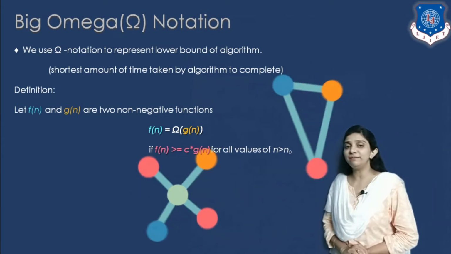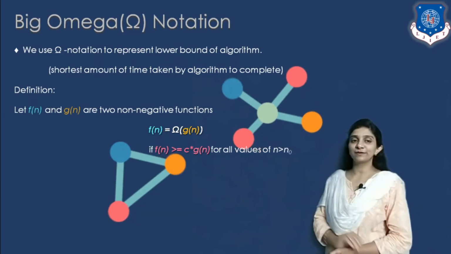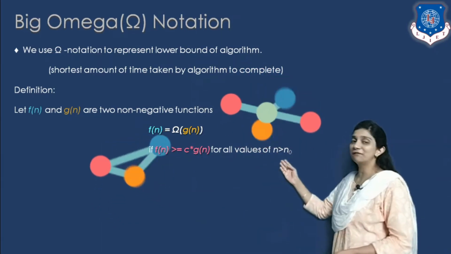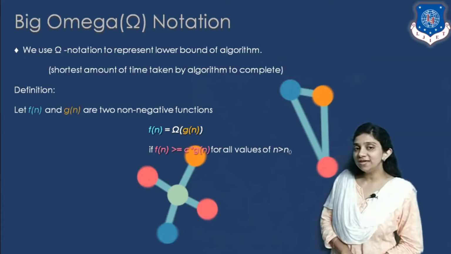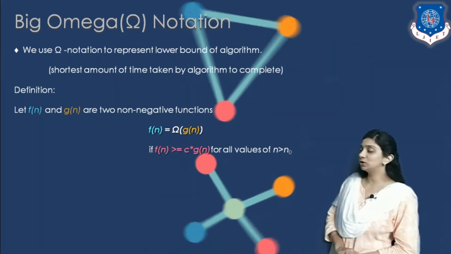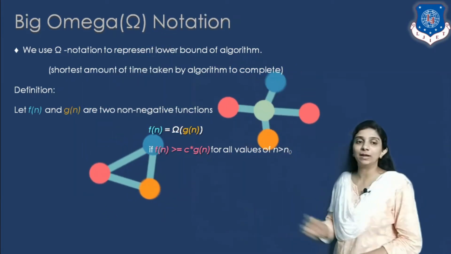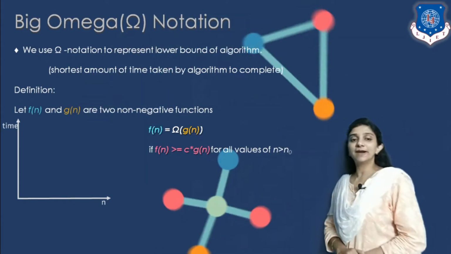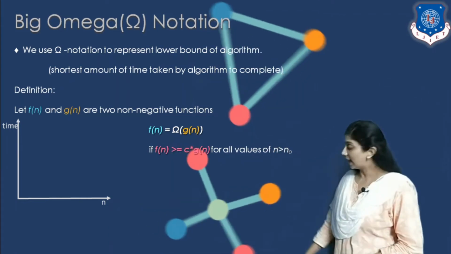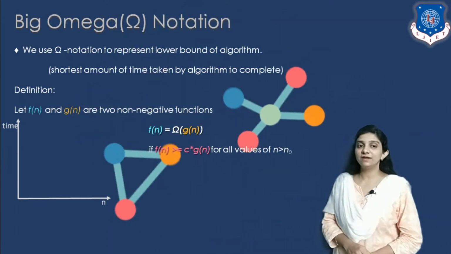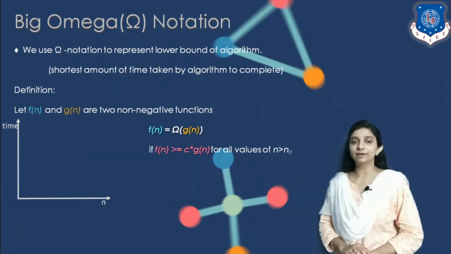Now, what do we mean by this mathematical definition? Let us go back to the first line of our definition. Let f of n and g of n be two non-negative functions. Since these are non-negative functions, we are going to plot them in quadrant 1 where x and y values are positive. Our x-axis represents n, which is the size of the input, and our y-axis represents time, which is the running time of an algorithm.